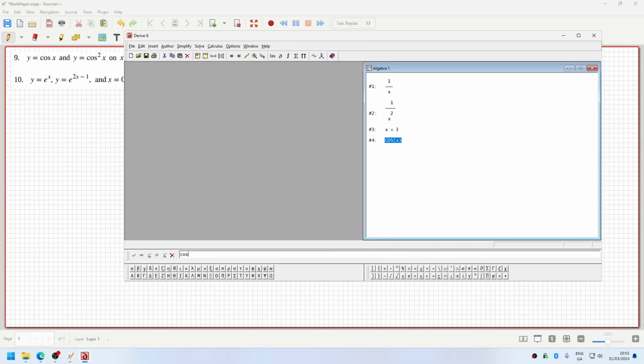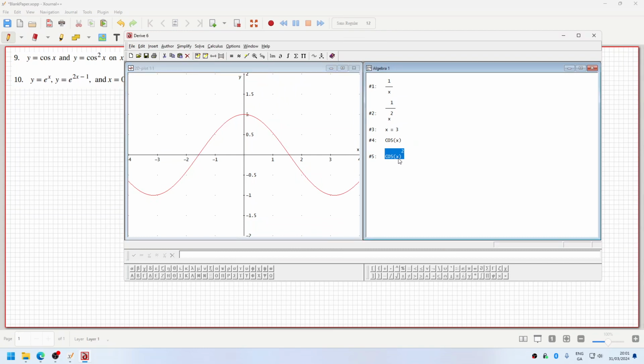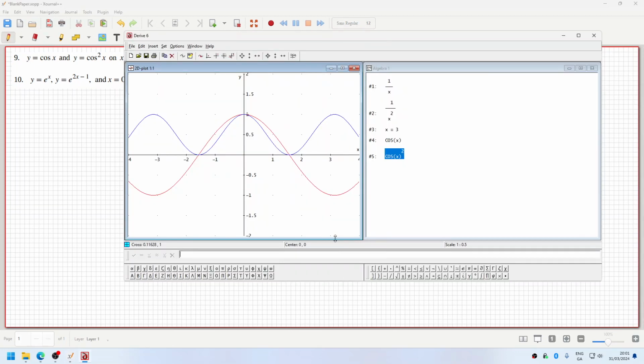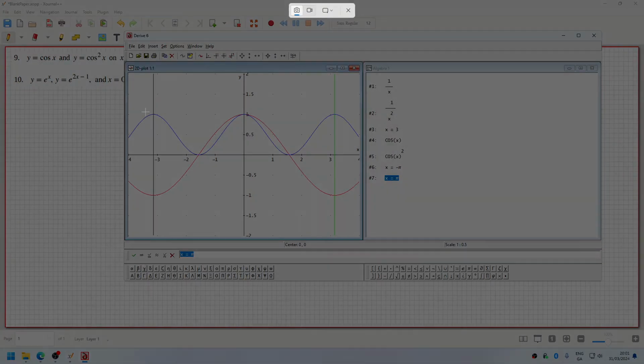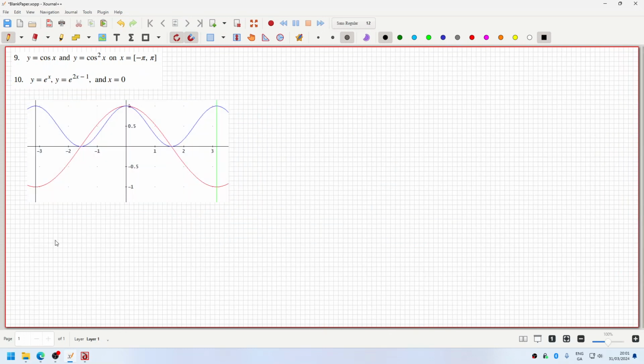Cos x, cos x squared, minus pi to pi. That's this area here to here, which is pi over 2.